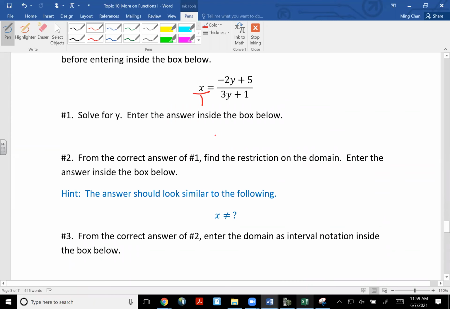So what you're gonna enter using the graphic equation is y equal to whatever, right? Once you enter this answer, from the answer in number 1, find the restriction on the domain. Okay, so that means once you write out this answer, set your denominator not equal to 0 and solve for x. And that's what you're gonna enter for number 2. Just make sure you say x not equal to whatever.